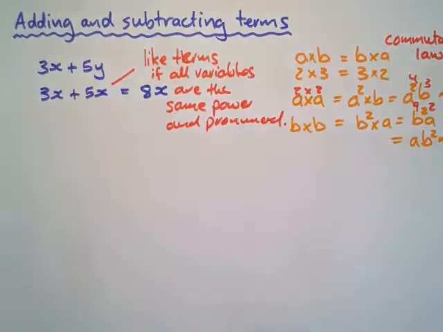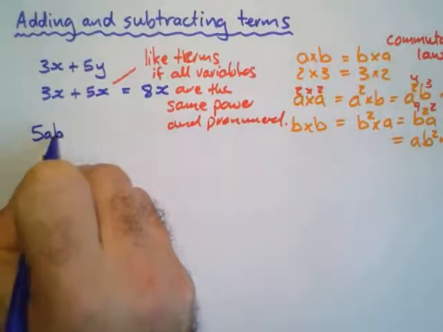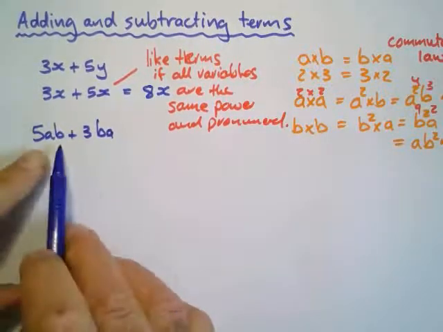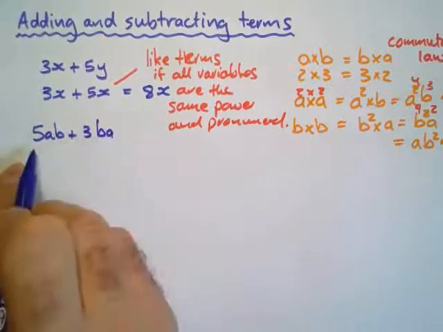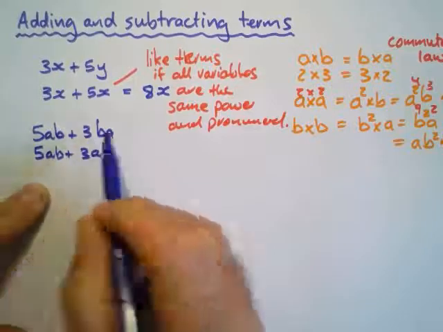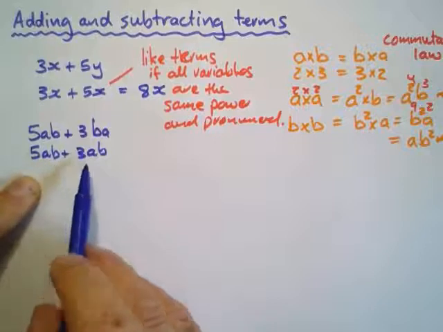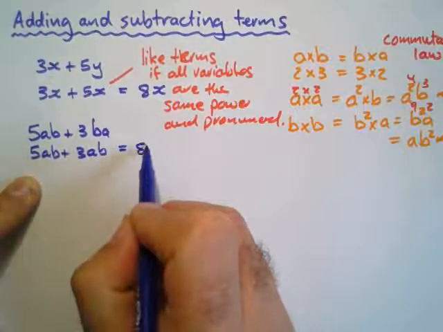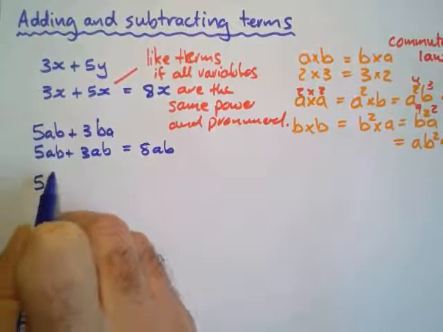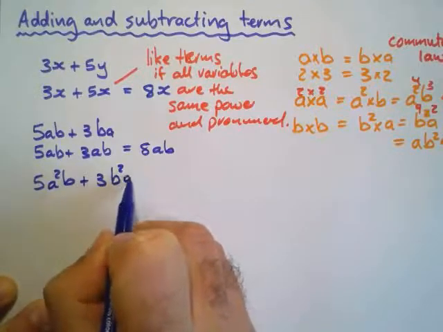Okay, so what it means is the following. If I have 5AB plus 3BA, they are like terms because I can rewrite this as 5AB plus 3AB, because I can just swap them around because of our commutative law. So 5AB plus 3AB will equal 8AB.